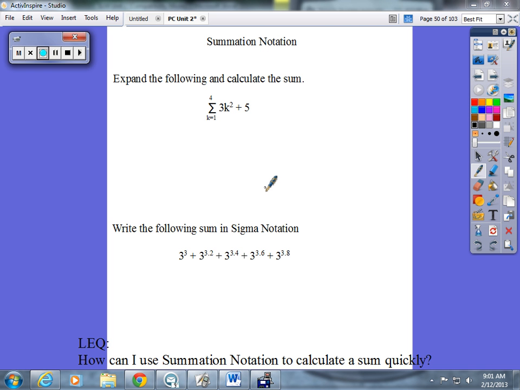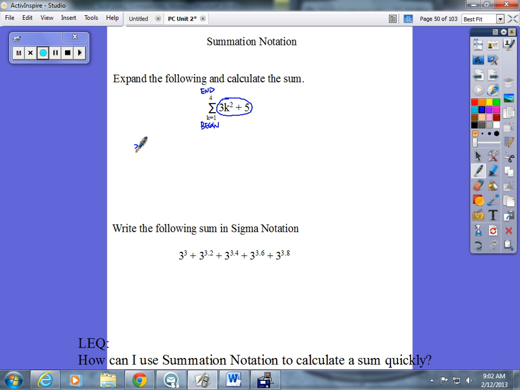Okay, so we're just going to review what this means. Two types of questions you're going to see here. First one, expand the following and then calculate the sum. So if I had to do a problem like this, when it says expand, that means I'm taking this equation, okay, and I'm going to substitute these numbers beginning with 1 and ending with 4 into this equation, and then I'm going to add all of those numbers together.